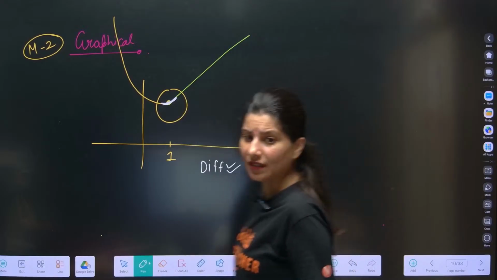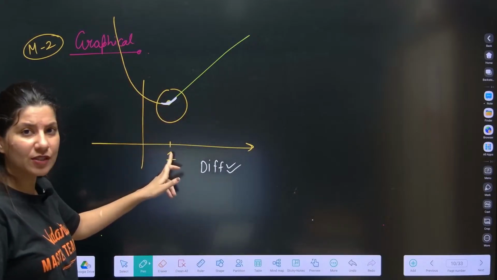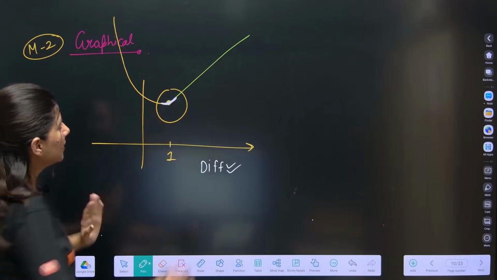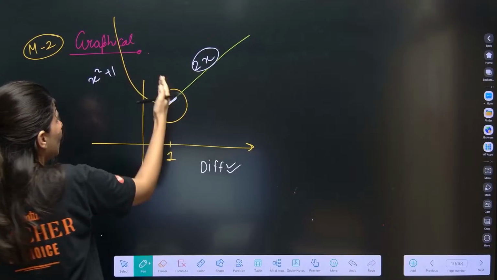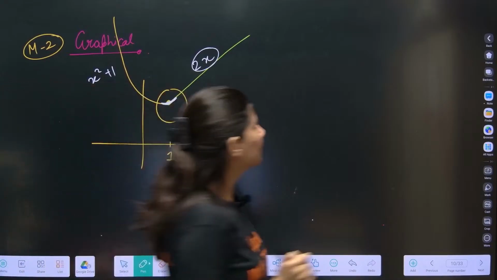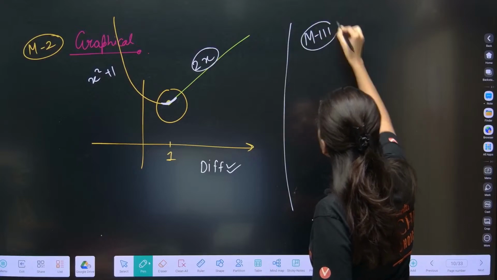And can you see that the doubtful point over here is only x equals 1. Are you doubting this 2x? Not at all. Are you doubting x square plus 1? Only when the definition is changing. Okay, so this is method number 2. Method number 3 is the one we are going to use very often.